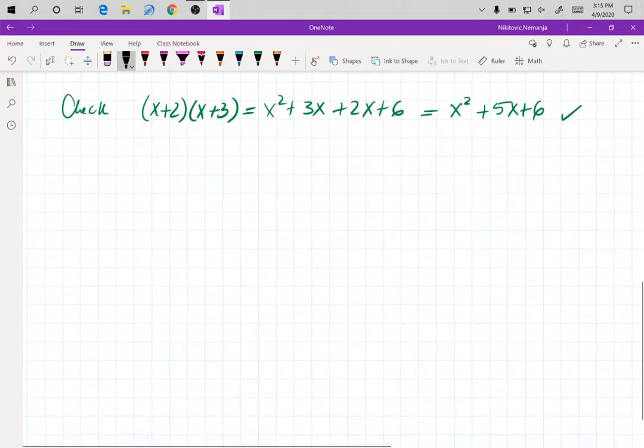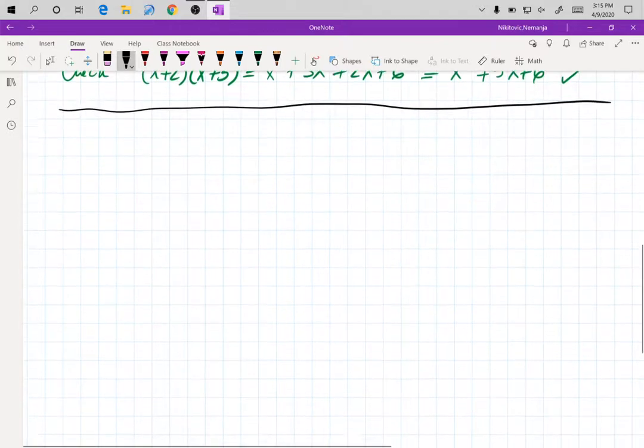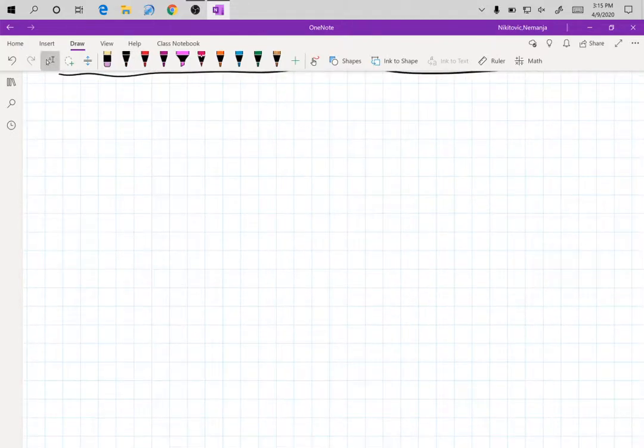Let's take a look at a thousand other examples, literally, because we need it. x squared plus 9x plus 20.